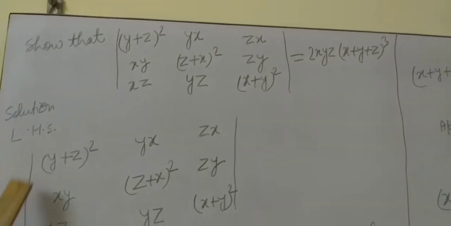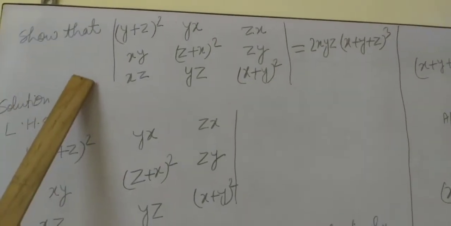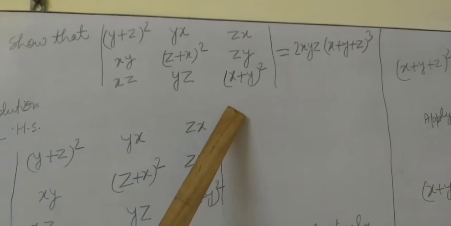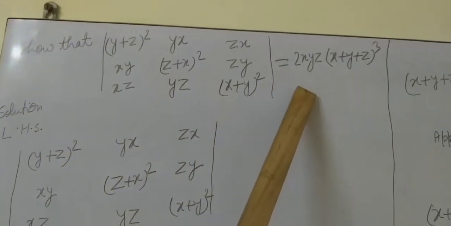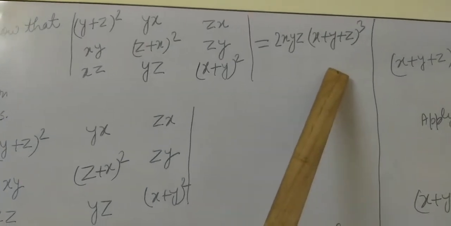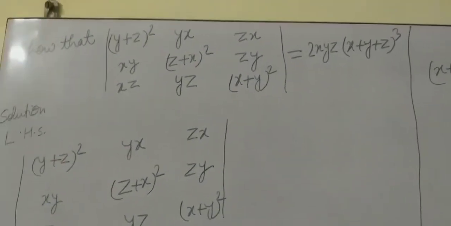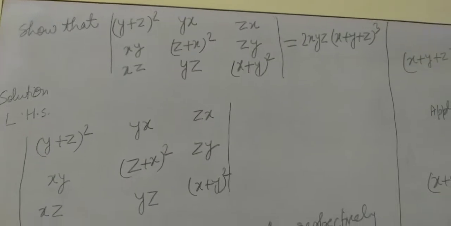So, students, you can see this is a question. Show that this is a matrix of order 3 by 3, and we have to prove that it equals 2xyz (x + y + z) whole cube. Good, students.